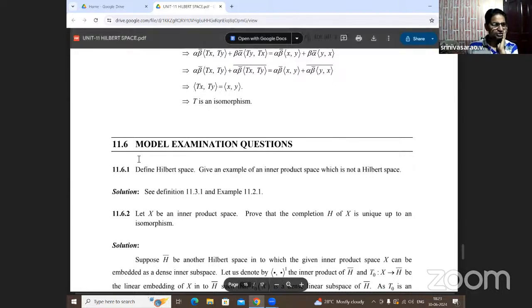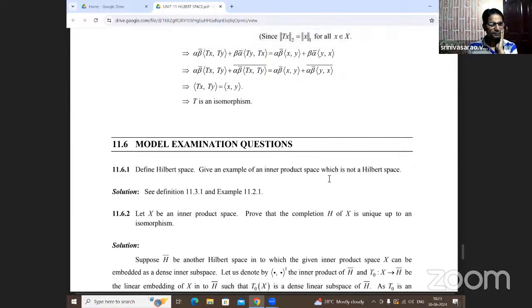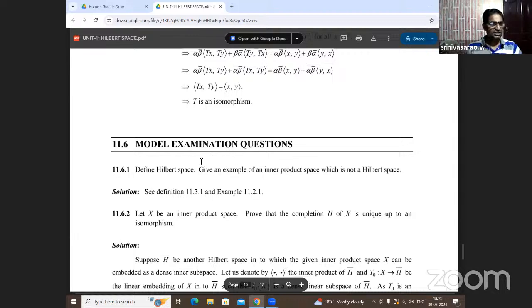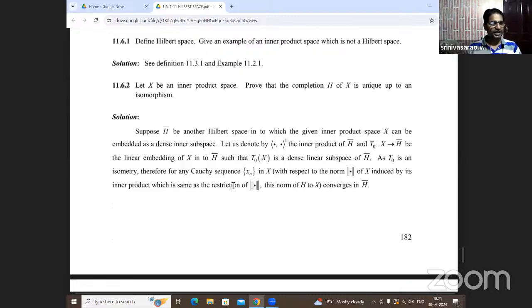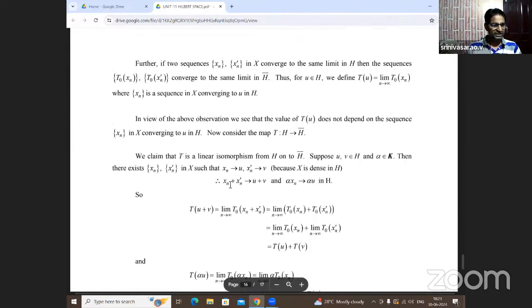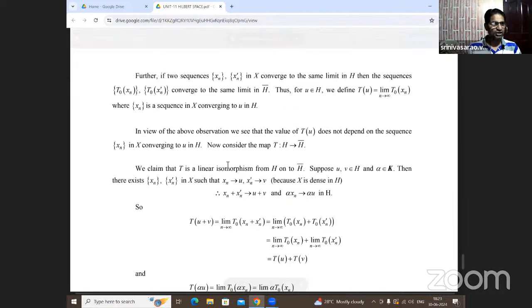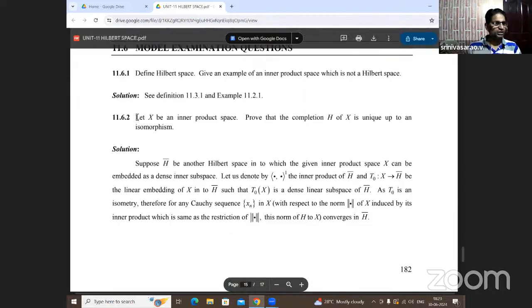Now you just have to observe in this session: define Hilbert space, give an example of an inner product space which is not a Hilbert space. This question is given as a short answer. Now prove that the completion is unique up to an isomorphism. State and prove the completion theorem is also applicable. That is the answer. Students, this one you must present in the final examination. This question is given as a long answer, 11.6.2.